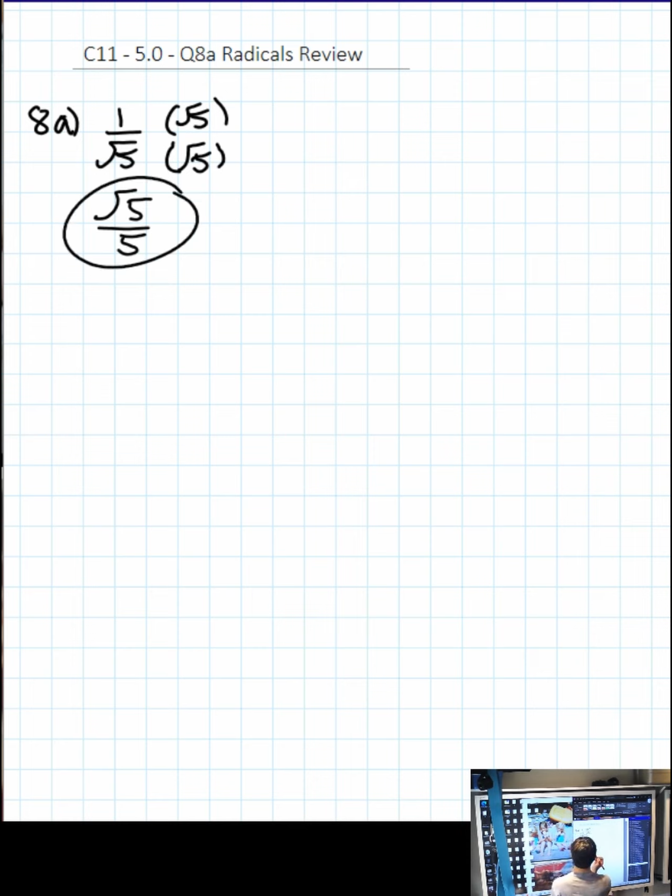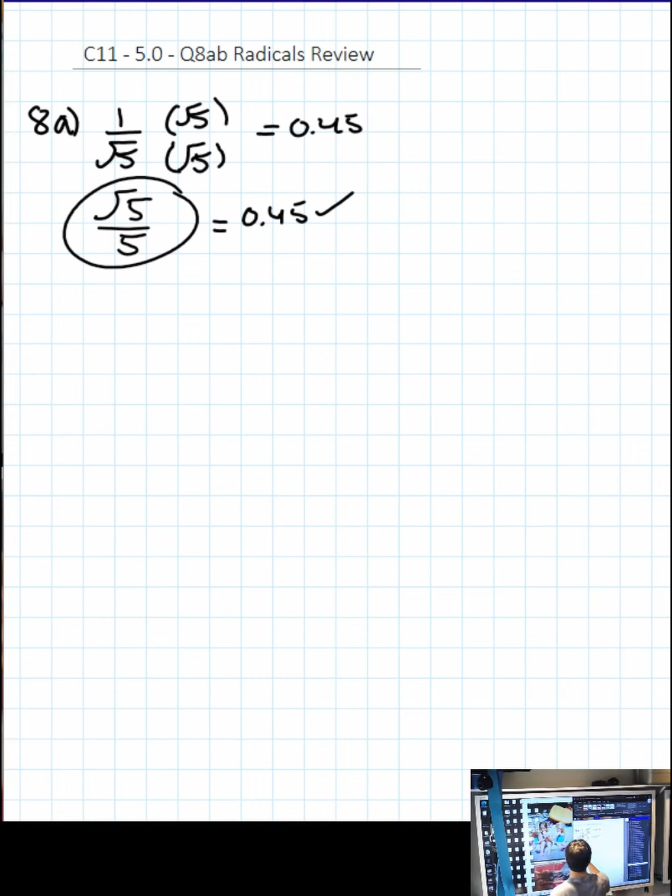And if I type in 1 divided by square root 5 near the question, we can say 0.45. And then if I type in square root 5 divided by 5, we also get 0.45. Check mark. Awesome.